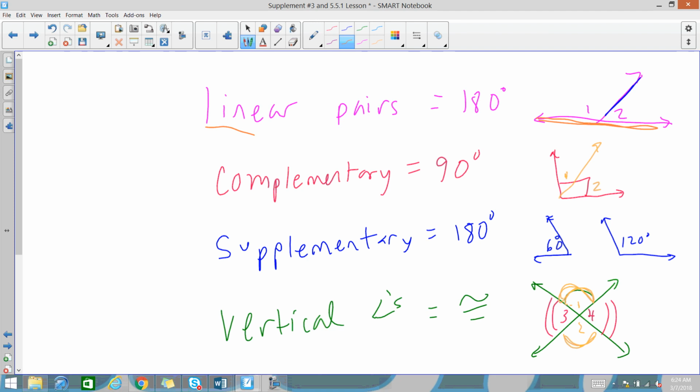Complementary adds to 90. Supplementary adds to 180, but does not have to be adjacent. Notice this is not adjacent, they're just random angles. And vertical angles, again, are angles that are across from each other, opposite when lines or segments intersect.